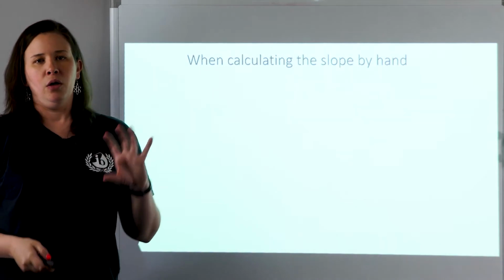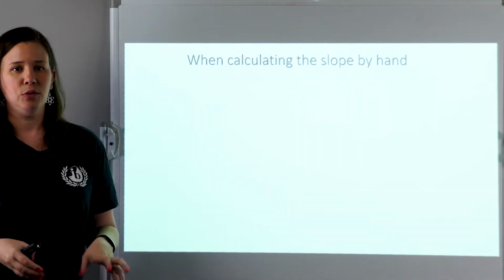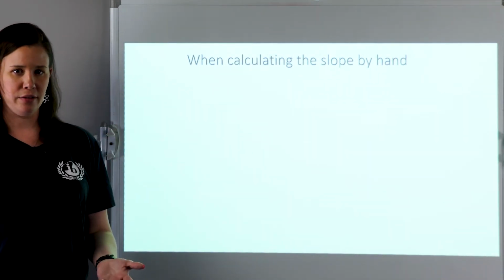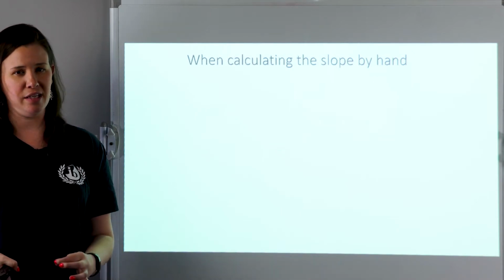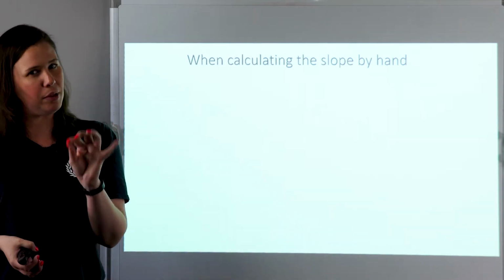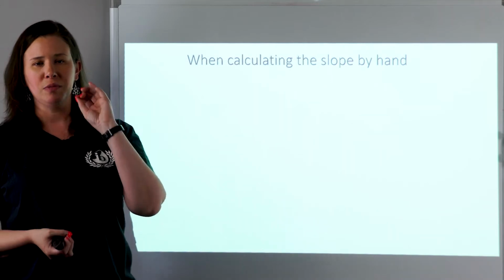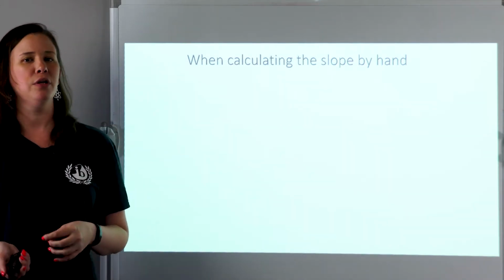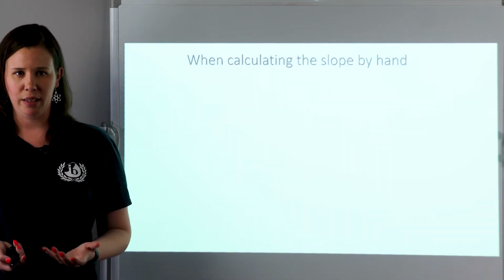So in IB, you also have to be able to calculate the slope by hand. There's a couple of specific things. IB can be very nitpicky and particular about things. There are some specific things that they're looking for if they ask you to calculate the slope by hand.